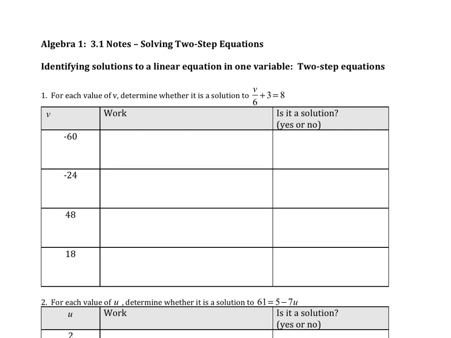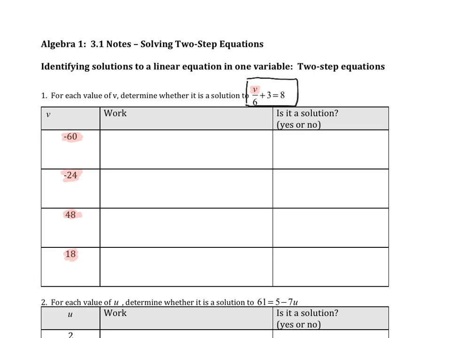So there are two things you're going to have to do. What you have here in this chart is a list of numbers on the left-hand side that stand for the V. So V could be negative 60, negative 24, 48, or 18, okay? What we're going to do with all of those numbers is plug them into our equation for our V right up here where I highlighted. So here is our equation: V divided by 6 plus 3 is equal to 8.